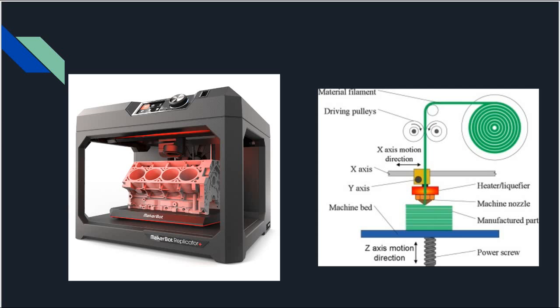The first picture shows a MakerBot Replicator Plus 3D printer creating an engine block. This specific 3D printer is a very advanced and expensive 3D printer that costs nearly $3,000. The second picture shows the fused deposition modeling that is used in nearly every 3D printer today.